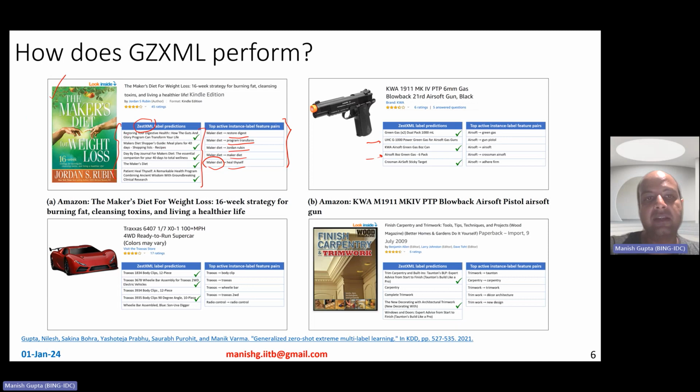So if you see, restore and digest are being used here, and Maker's Diet, of course, matches Maker's Diet. But then there are other keywords which ensured that these products turned up at the top, even though these were zero shot, even though you may not have these as recommendations for any training data points.